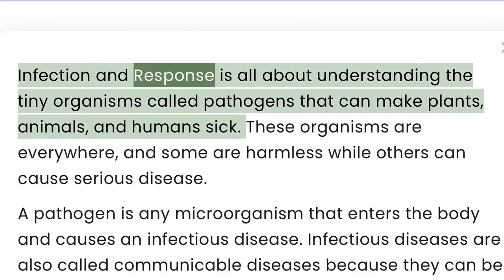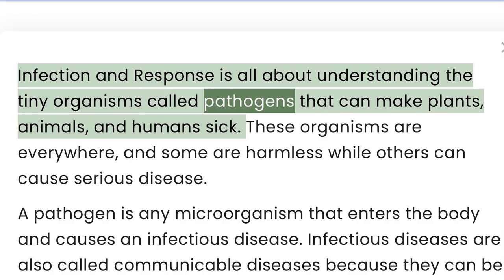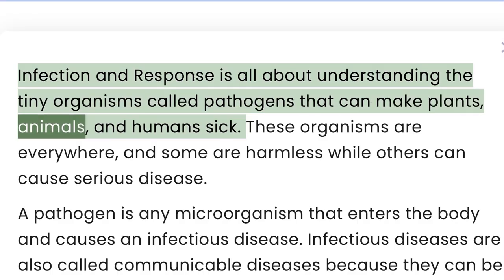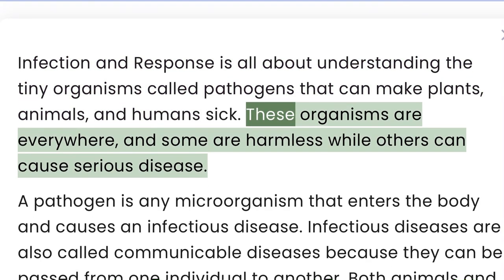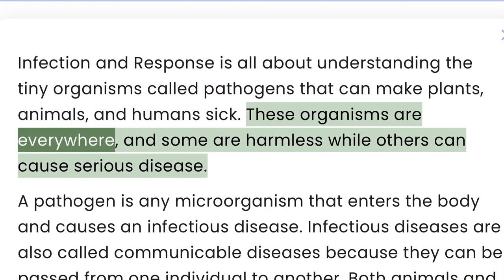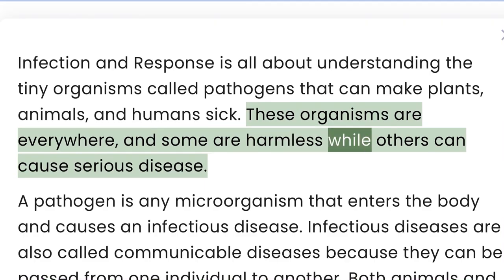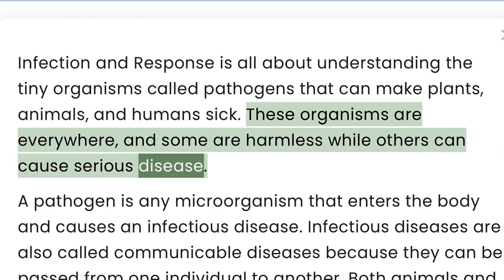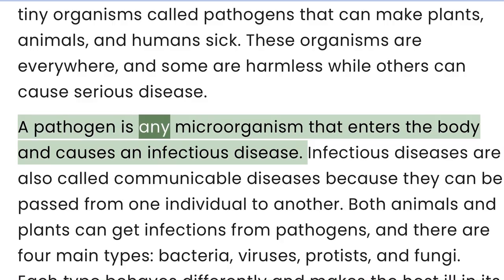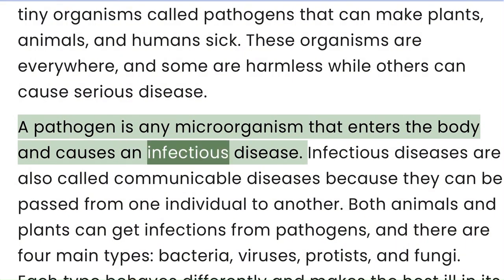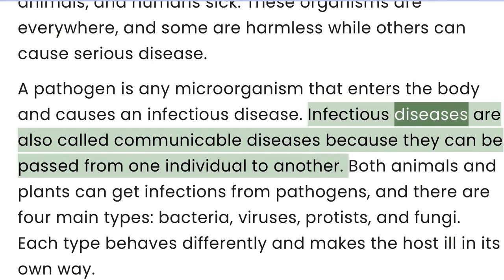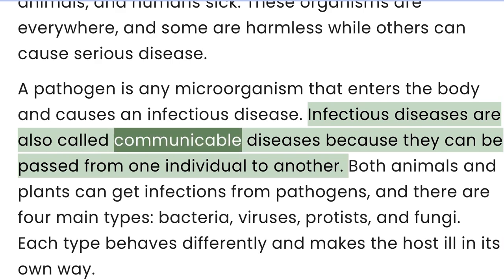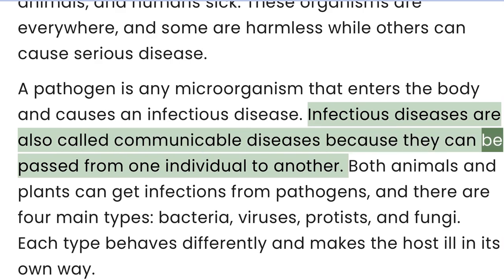Infection and response is all about understanding the tiny organisms called pathogens that can make plants, animals, and humans sick. These organisms are everywhere, and some are harmless, while others can cause serious disease. A pathogen is any microorganism that enters the body and causes an infectious disease. Infectious diseases are also called communicable diseases because they can be passed from one individual to another.